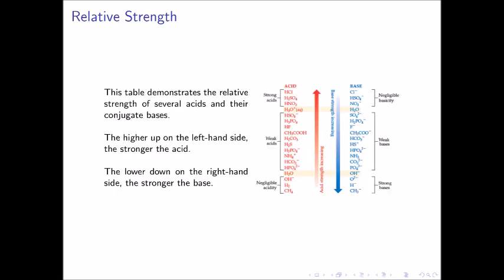This table contains a number of different acid-base conjugate pairs. It demonstrates the relative strength of several acids and their conjugate bases. If we look on the left-hand side of the table in red, we see the acids. The higher up on the left-hand side, the stronger the acid is. On the right-hand side, the blue species are all bases. The lower down on the right-hand side, the stronger the base is.